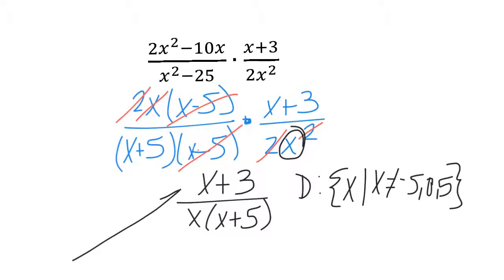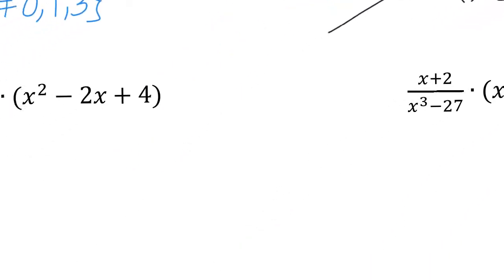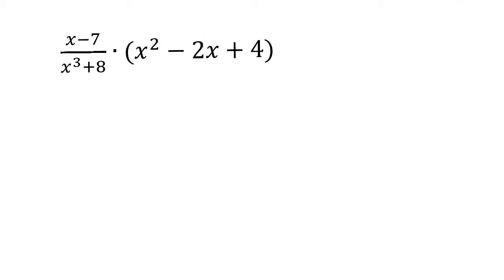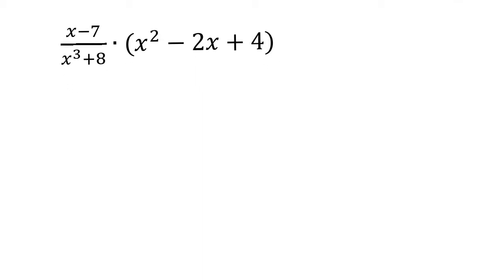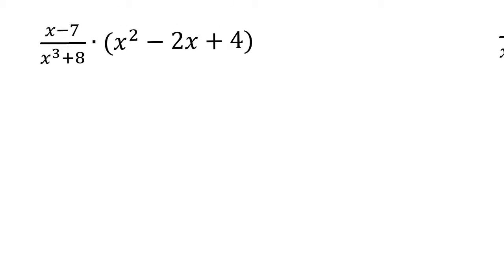Okay. And let's look at a couple more. What if we're multiplying by one that's not a fraction? Well, the same rule applies as if it were just fractions. We just put it over 1. So we're going to put it over 1, and this is a numerator.